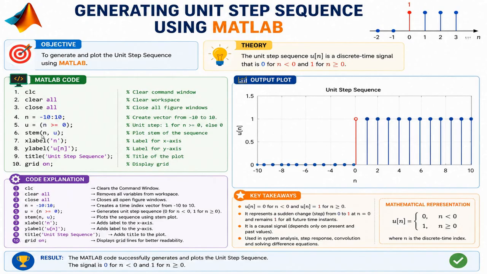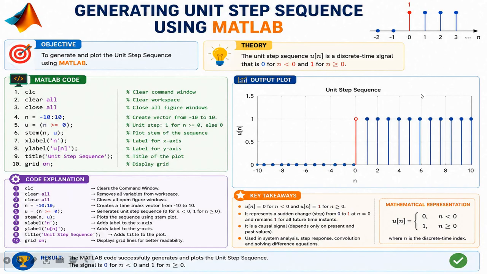Next you have stem(n, u), and this function displays the sequence as a stem plot, while the xlabel, ylabel, and title commands label the graph appropriately, and the grid on command adds grid lines to improve the readability.